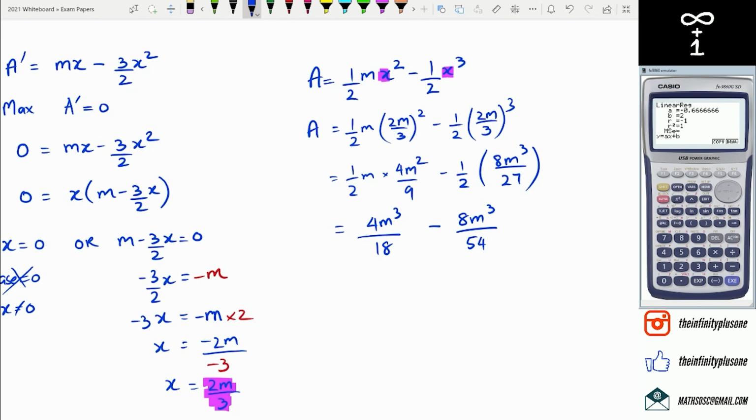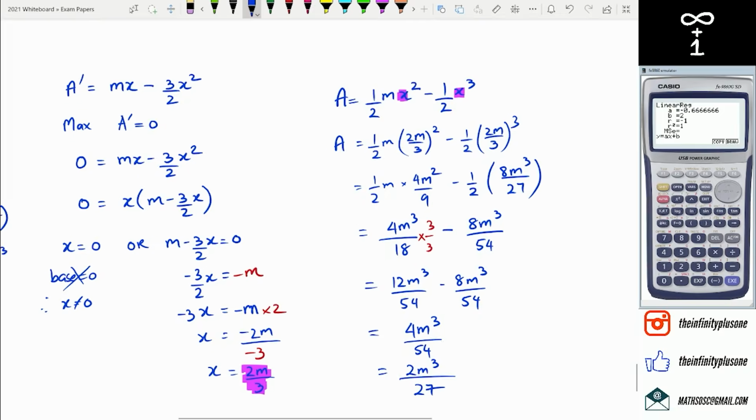So I'm going to put them under the same denominator. I can see that 18 times 3 is 54, so I've got to do it at the top too. So I'm going to get 12m cubed over 54 minus 8m cubed over 54. So 12 minus 8 is 4m cubed over 54. And of course, this simplifies to 2m cubed over 27.